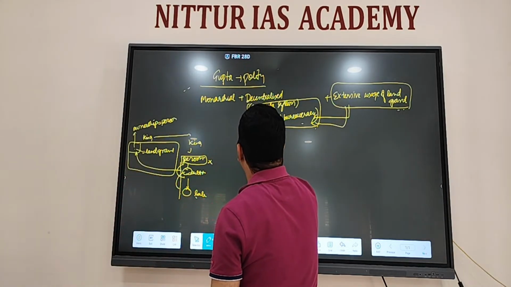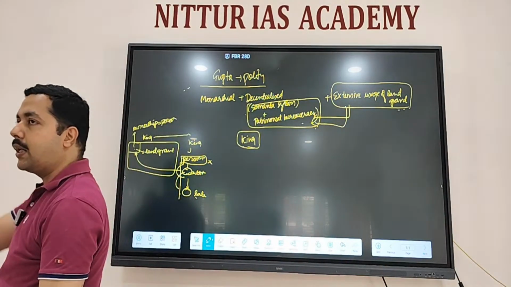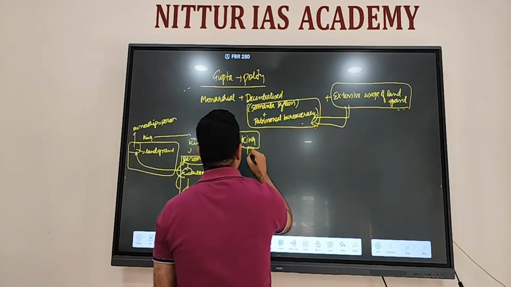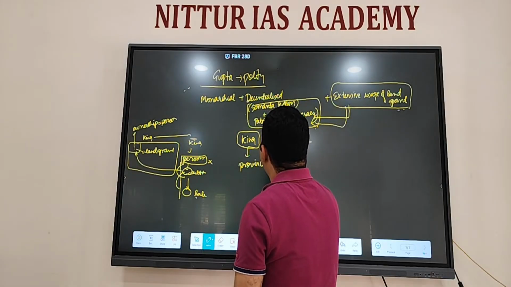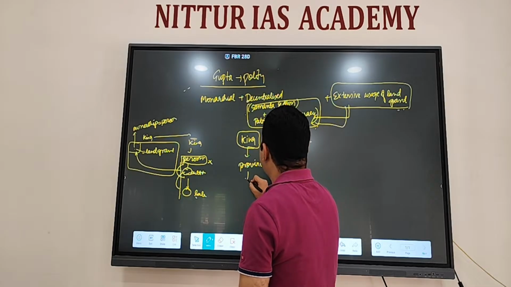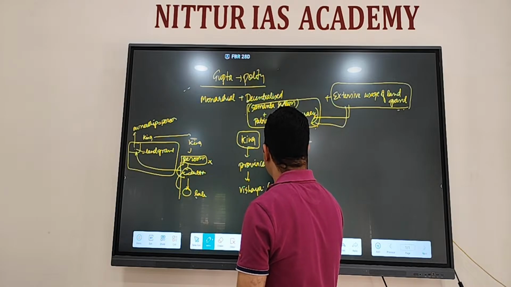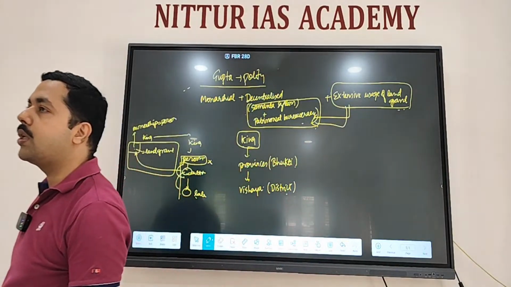Next, the king is at the top in the hierarchy of the administrative system. The king is controlling a major area, and this area used to be divided into provinces. Provinces used to be called bhuktis. These used to be divided into vishyas. Vishyas, as we discussed, are the district level.